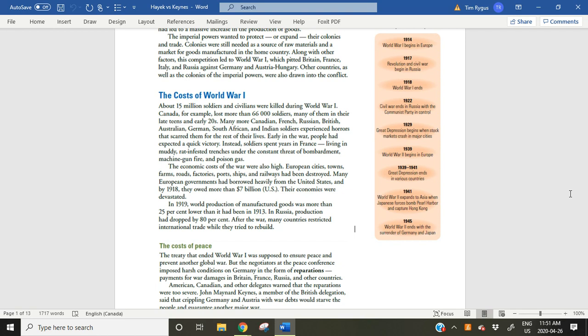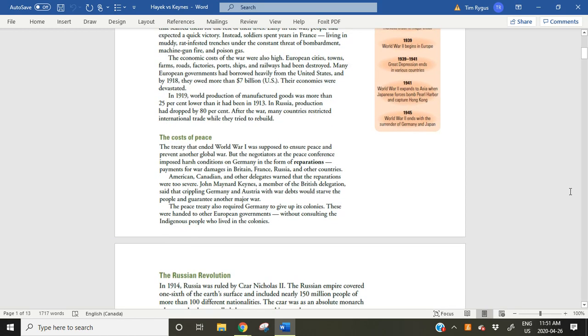And so governments had to rebuild somehow, right? So a lot of them borrowed heavily from the United States, and so they owed the United States for this, but economies were devastated. In 1919, world production of manufactured goods is more than 25% lower than it had been in 1913. In Russia, that production had dropped 80%. So after the war, many countries restricted international trade while they tried to rebuild. This is one of the things that we see really escalating the Great Depression. We'll get to that.